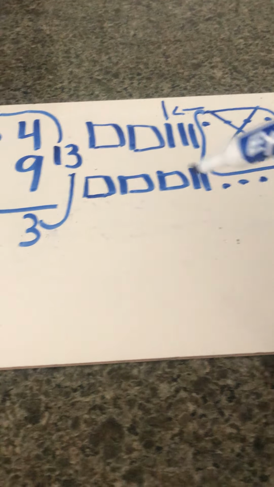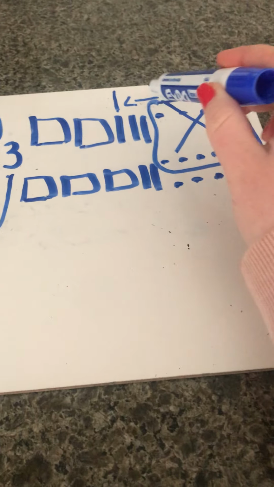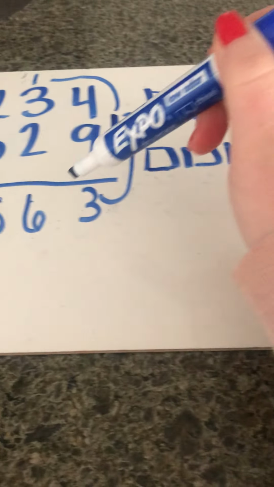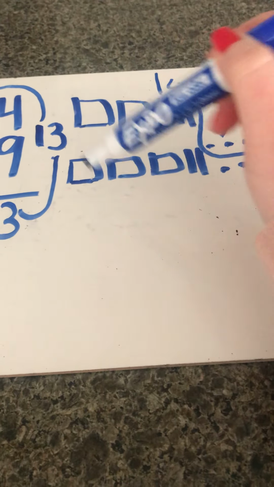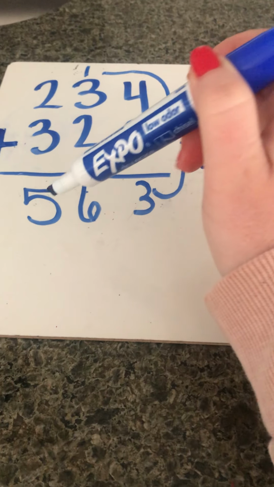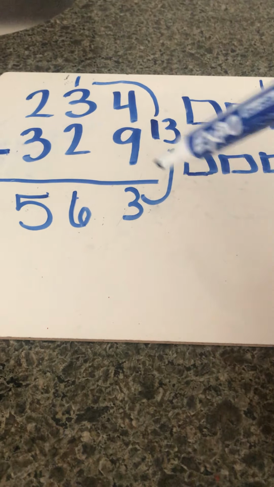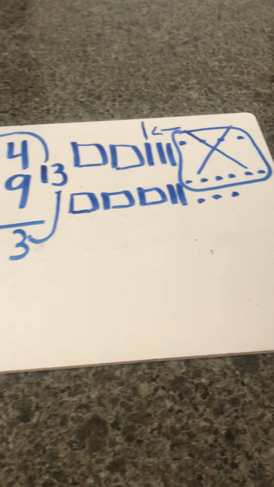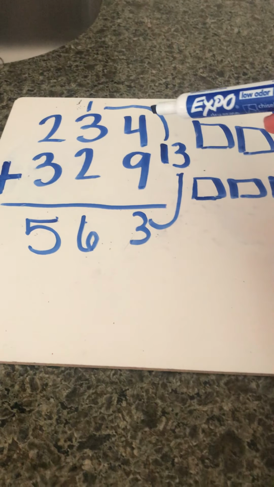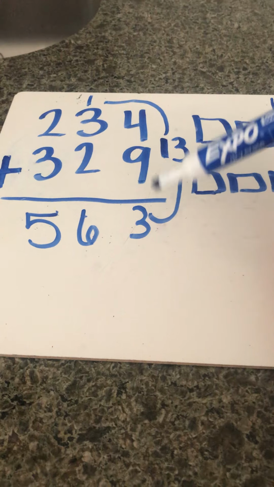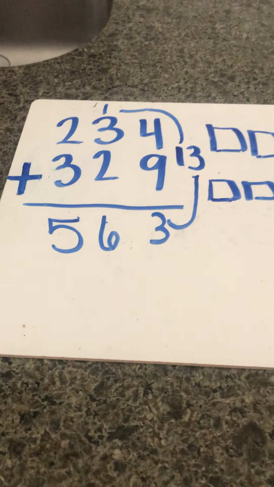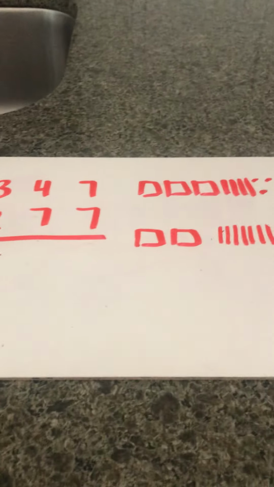I have 3 ones, 6 tens, and 500s, 563. So my answer matches my model. But what happens if I have to regroup in the ones place and the tens place? Well, here's an example of a problem like that.